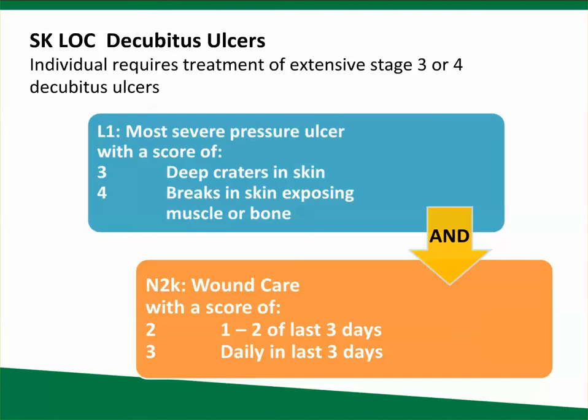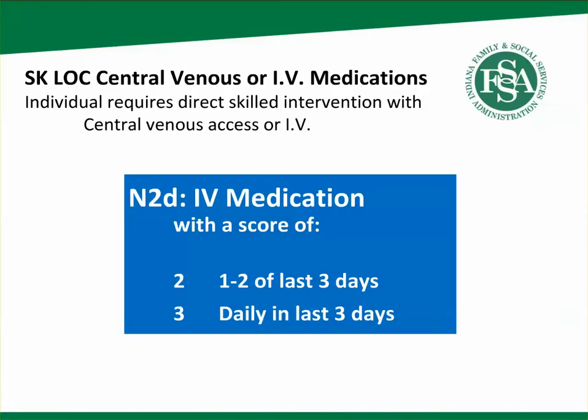So to start off with decubitus ulcers, which is our skilled level of care, to meet that criteria, we mapped it over to L1 and N2K. For, again, the skilled level of care for the central venous or IV medications, we mapped that over to N2D with that score of 2 or 3.